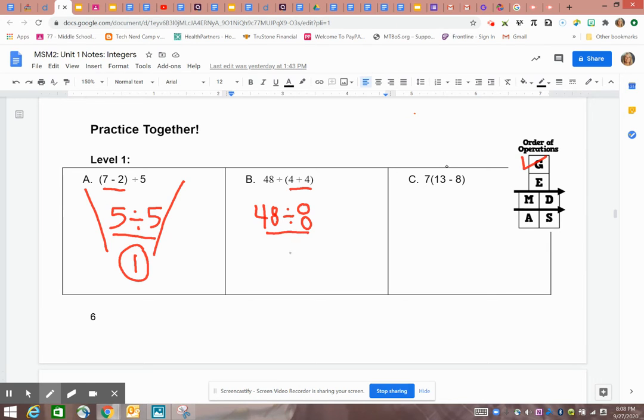So 48 divided by 8 is 6, and that's my final answer. Again, it's kind of like a funnel. You're finding your solution. Letter C here in parentheses, I'm going to start with that one.